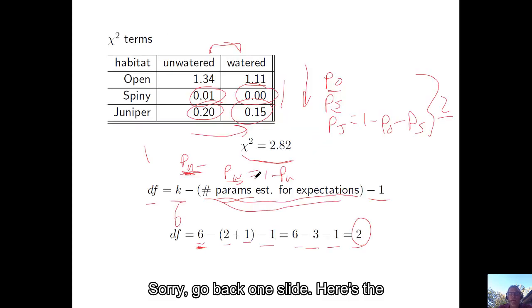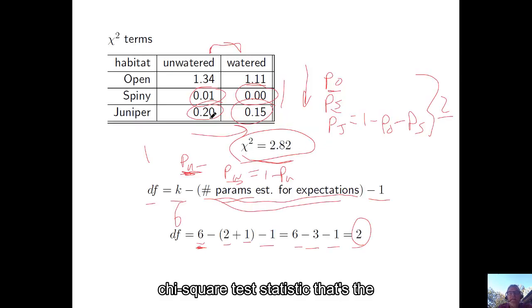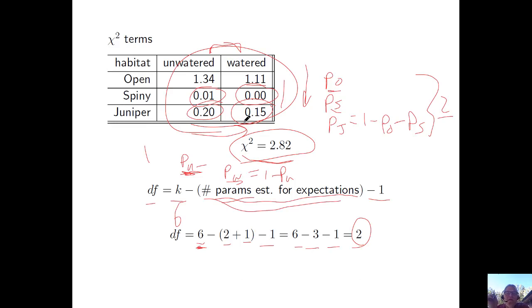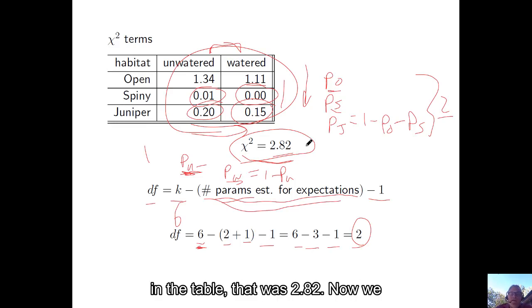Sorry, go back 1 slide here. Here's the chi-square test statistic. That's the sum of all the 6 values in the table. That was 2.82. Now we want to look at the table to see if that's significant.